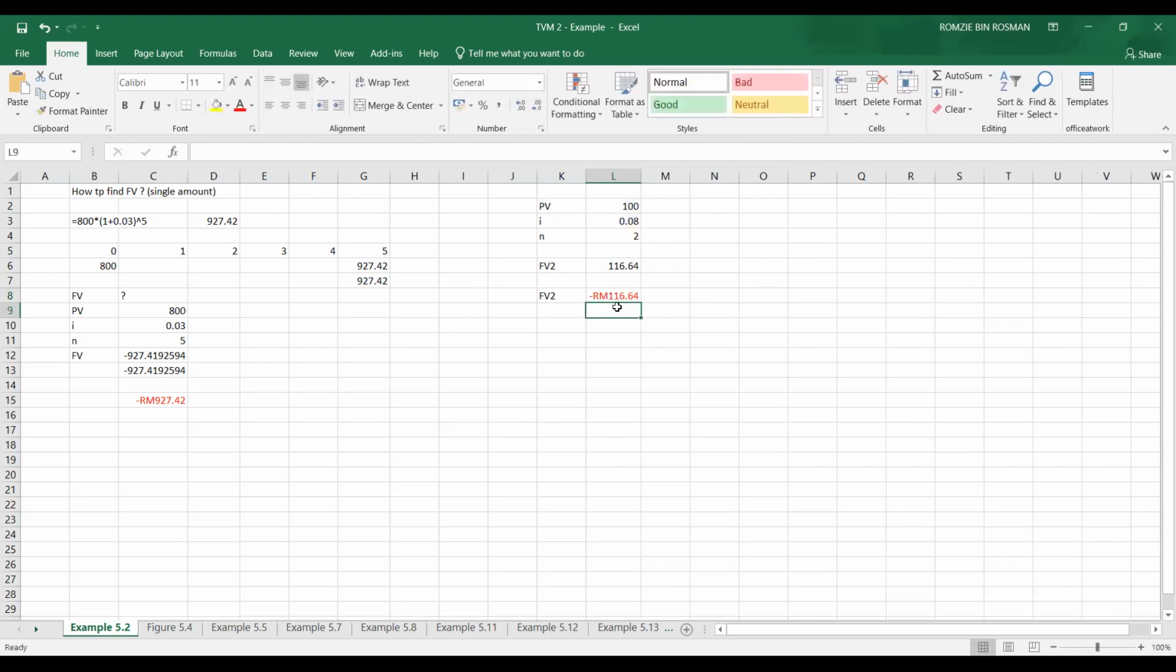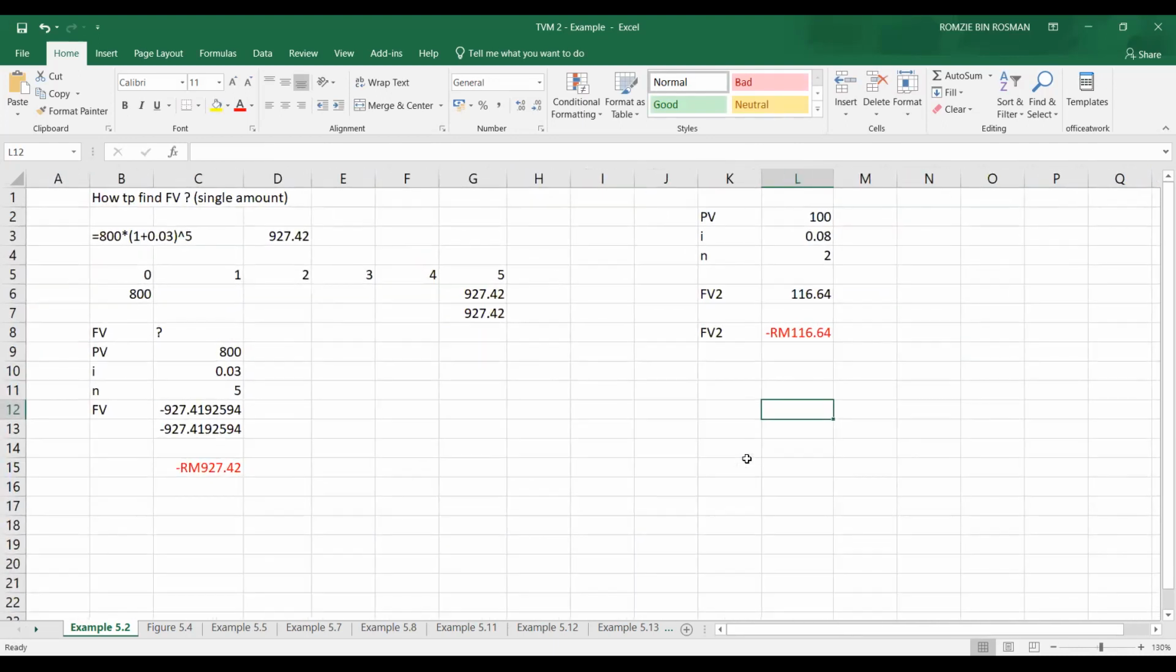Okay, got 116. Why negative? Why negative? The answer we can already get, right? This is using the formula. And then when you plug in using Excel or a calculator, you get negative. Why?